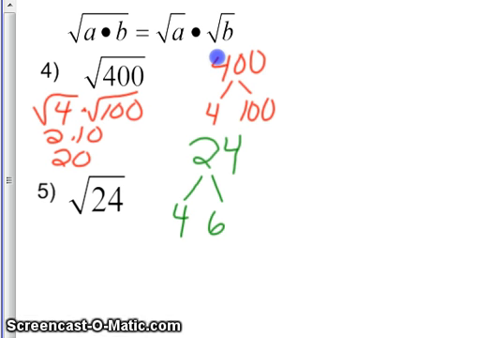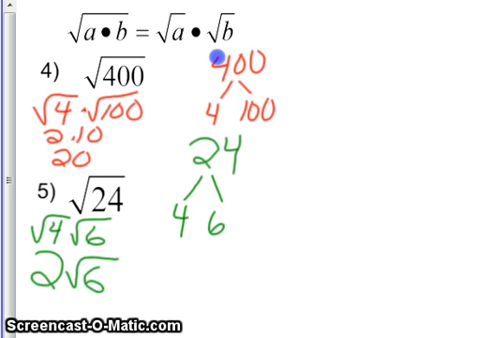6 is only divisible by 2 times 3, so I'm not going to be able to break down 6 into any perfect square. But what I can do right now is rewrite square root of 24 as square root of 4 times the square root of 6. What's the square root of 4? So 2 radical 6 is considered simplified form. That's the most simple you can make that radical.